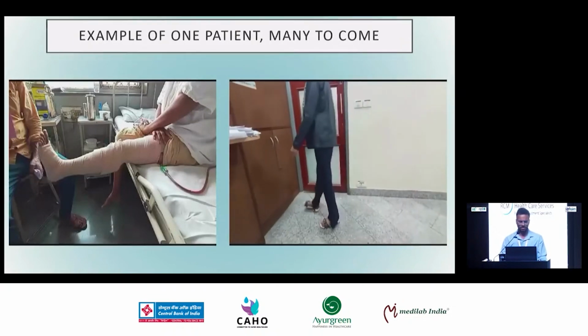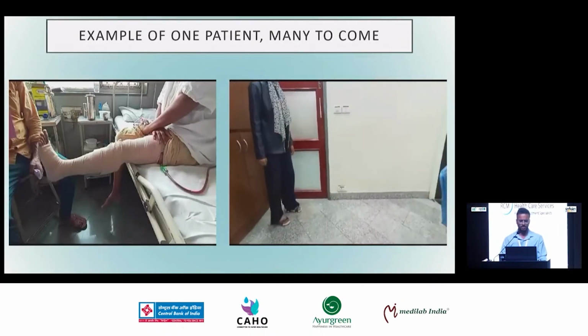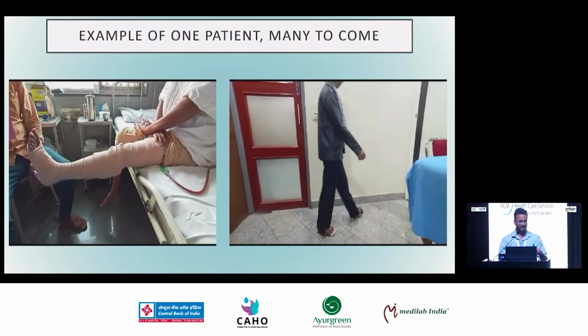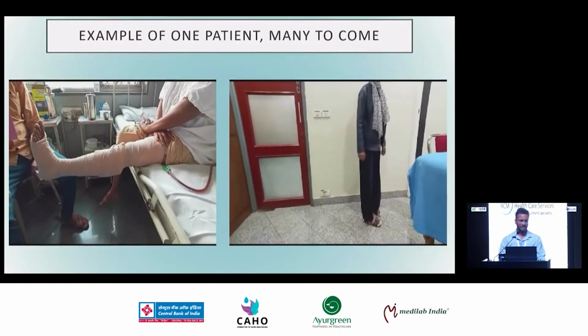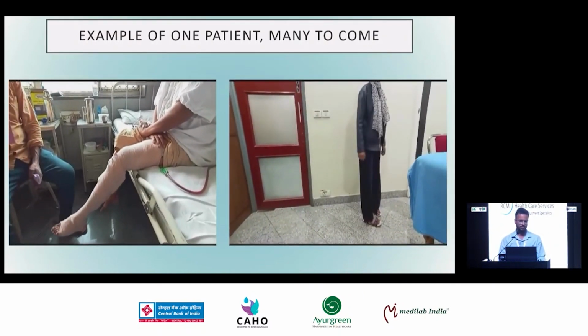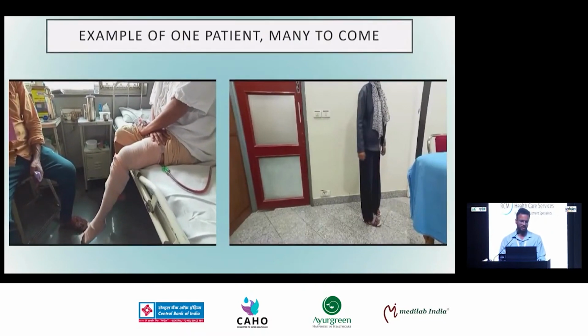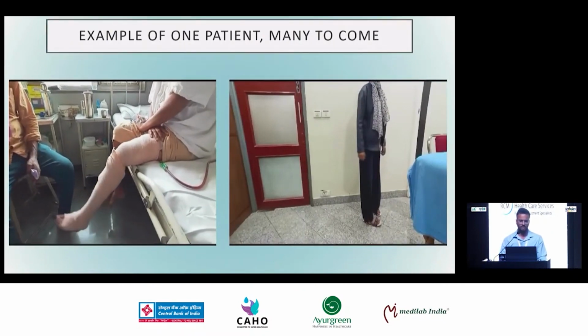This is her post-operative video. This is the post-operative day 1 video where you can see minimal knee extension leg, which is usually not possible with standard rehabilitation in oncological total knee arthroplasties.